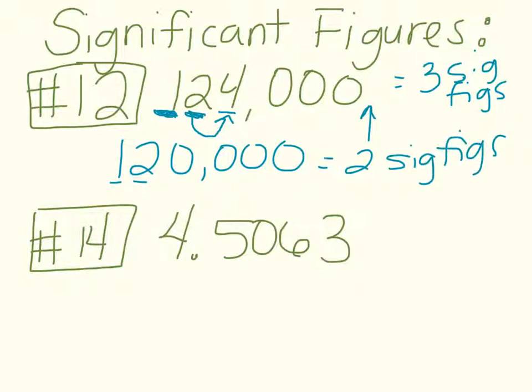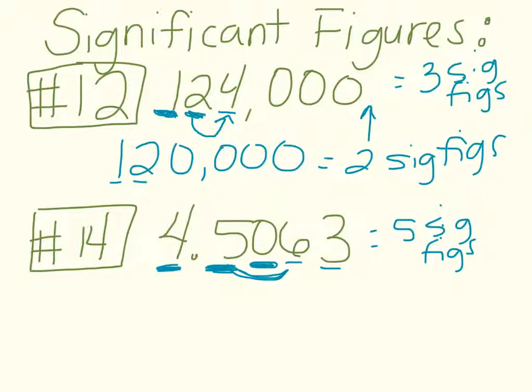Okay, so the next problem, number 14, is 4.5063. We currently have 1, 2, 3, and 4 sig figs because these are definitely non-zeros. Now the question is, does this zero count? And it definitely does because it is sandwiched in between these 2 sig figs. That's called a captive zero. So we currently have 5 sig figs. Now on the worksheet it says that it wants you to convert this to only 3. So starting from the left, we can only have a sig fig here, here, and here. These are the only places we can have significant figures.